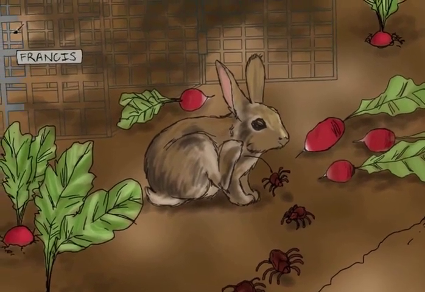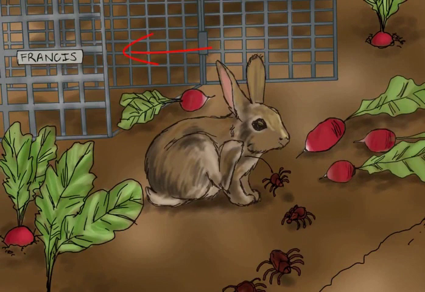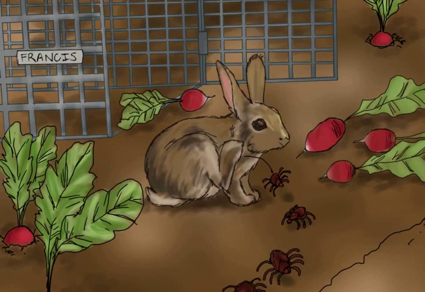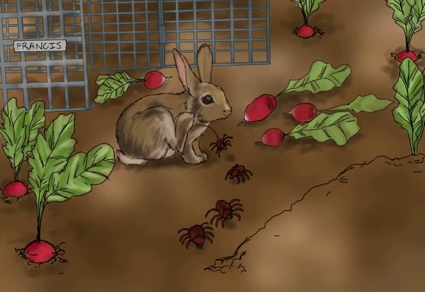Now we're drawing Francis's cage. Notice how his cage door is open? That's because Francisella is facultative intracellular, which is important to know because this means that recovery from infection depends on cell-mediated immunity. It also helps facilitate Francisella's spread from one side of the infection to the rest of the body. So let's go over this process of spread now in more detail.